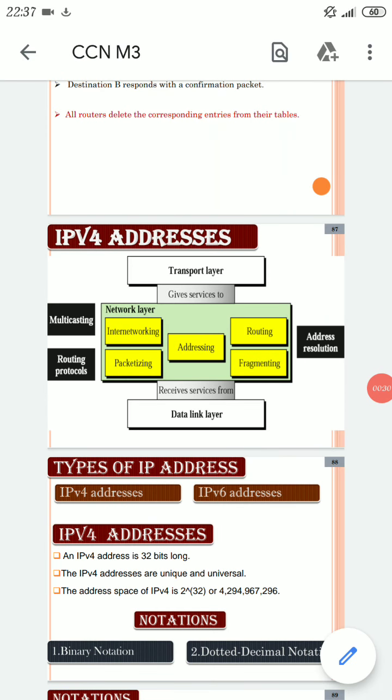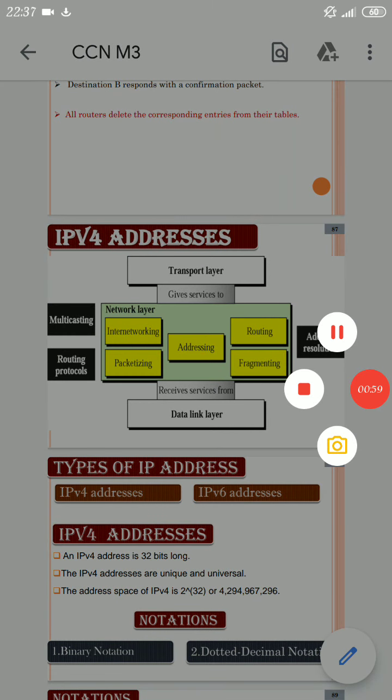As we already studied in the earlier classes, the network layer lies between the data link layer and the transport layer. The network layer in the TCP/IP protocol is responsible for host to host delivery of datagrams. It also provides service to the transport layer and receives services from the data link layer.